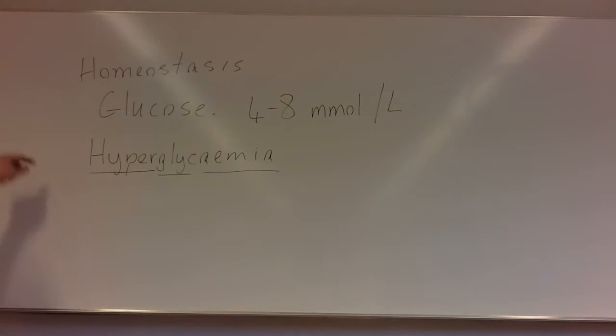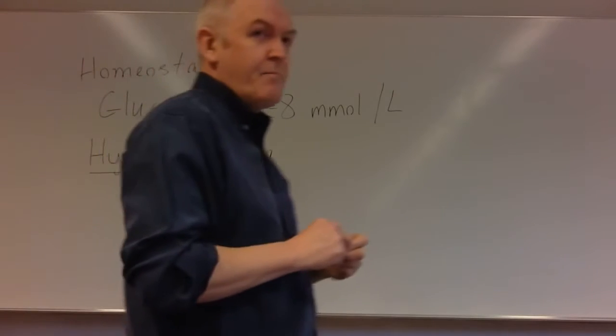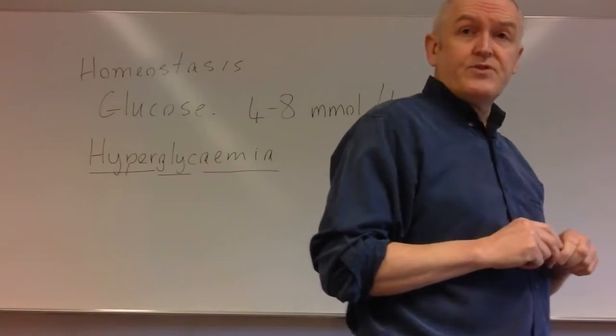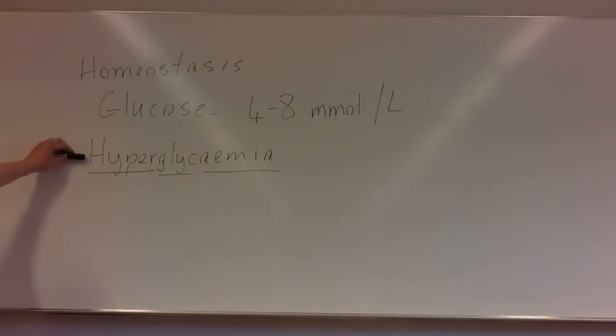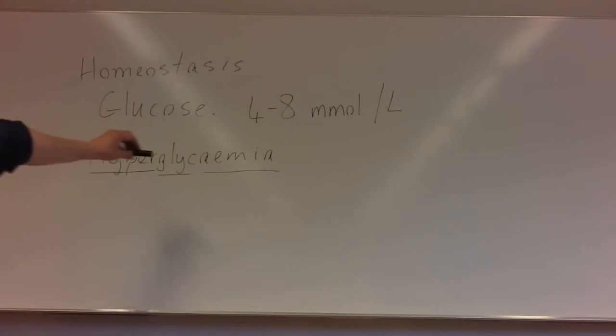This is why we get a lot of long-term complications in diabetes. So if patients with diabetes are chronically hyperglycemic, if the blood sugar is high over many months and years, then they're more prone to quite a few of the long-term complications of diabetes. So we don't want the blood sugar to be too high.